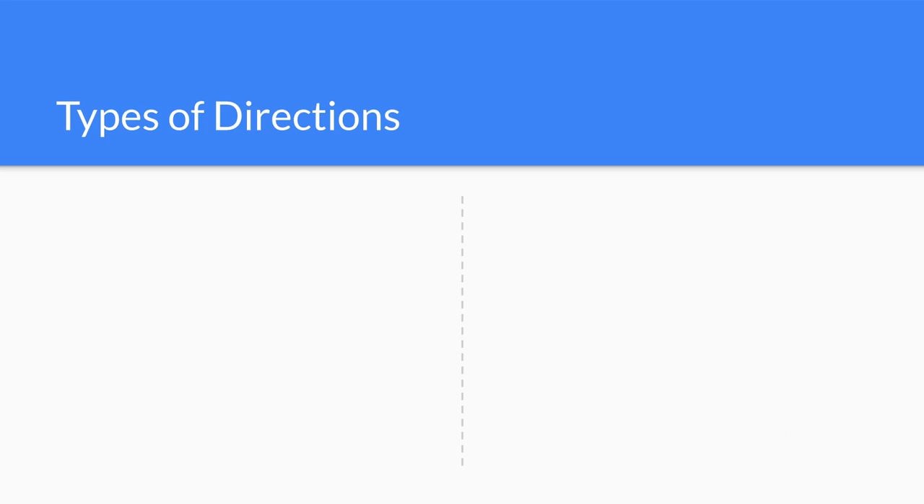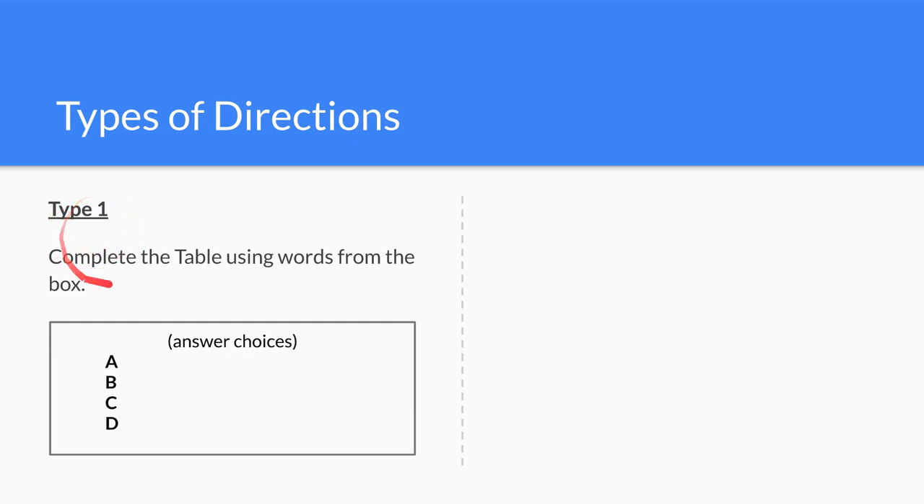Now, when it comes to this type of question, the table question, there are two main types of directions that come with this type of question. So I want to show you those two types of directions now. The first type is type number 1, in which the question is going to ask you to complete the table by using words from a box. So you're going to have a box, and in that box, you're going to have answer choices A, B, C, and D, and you just have to choose the correct answer choice for each blank.